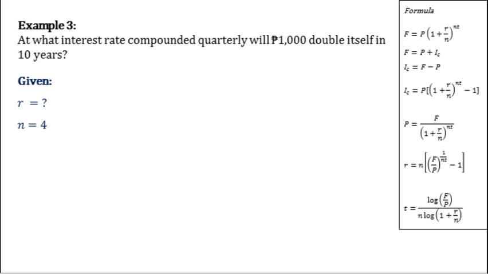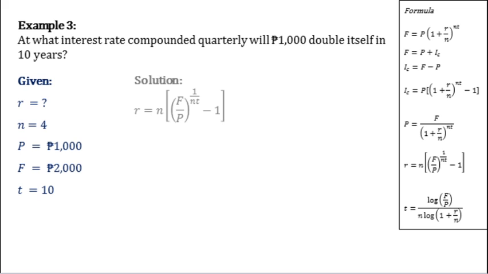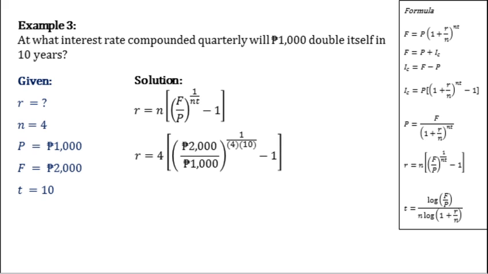Another example. At what interest rate compounded quarterly, so 4 times in a year, will 1,000 double itself in 10 years. So, pag sinabing double itself, so yan ay 1,000 times 2, so 2,000 yung ating future value, so in 10 years. So, ang hinahanap, R, therefore, we use the formula for R, so yan ay N times ((F over P) raised to 1 over NT minus 1). So, substitute yung mga nakuha nating value. So, yan ay 4 times ((2,000 divided by 1,000) raised to 1 over (4 times 10) minus 1).